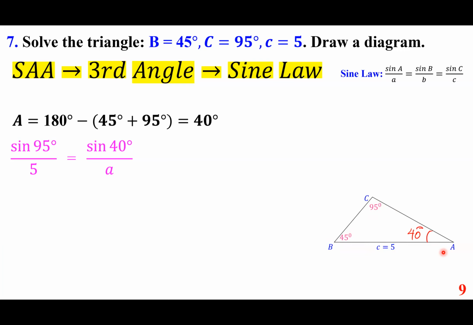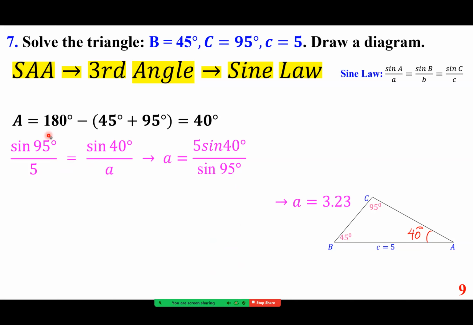So now that we have all angles on one side, we have to use that side, and then the rest of them works fine. Sine of 95 and C equals 5. This we must use, and then it doesn't matter which one. Sine of 40 over A, for example. And A would be the product of these two numbers divided by sine of 95. And it gives us one side, A equals 3.23.